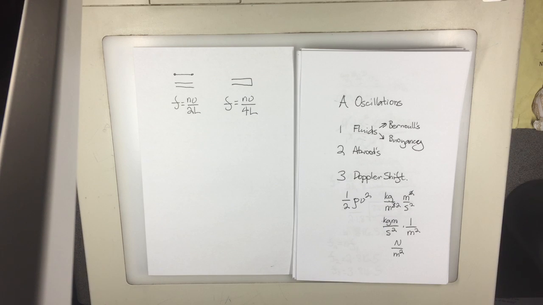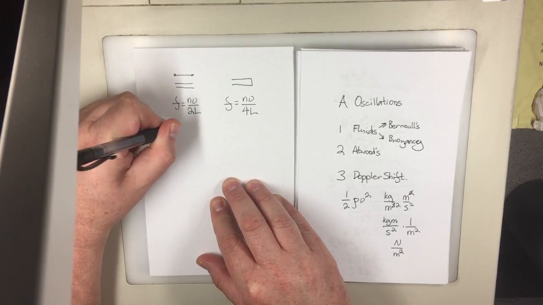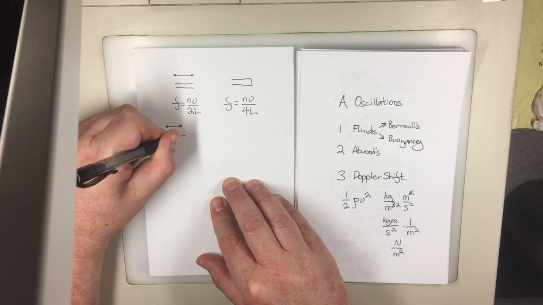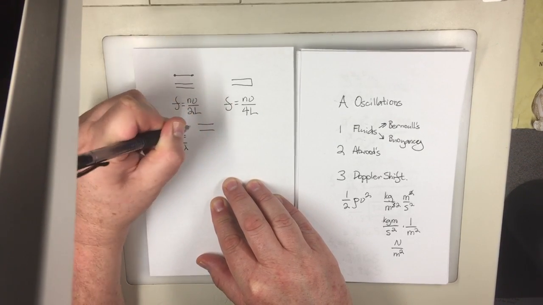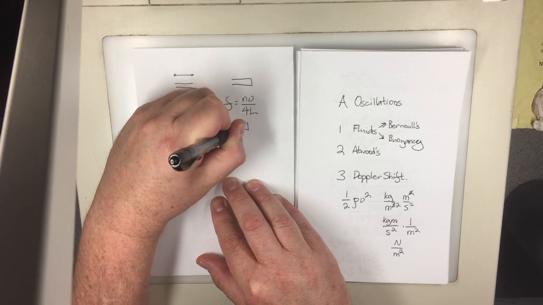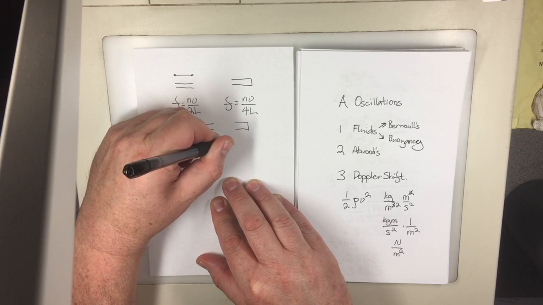For pipes, it's the velocity of sound, but for a string, that velocity is the square root of tension over lambda. For the full pipe and for the half pipe, the velocity is 350.